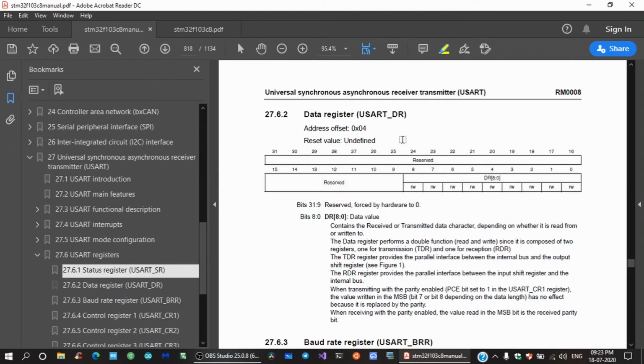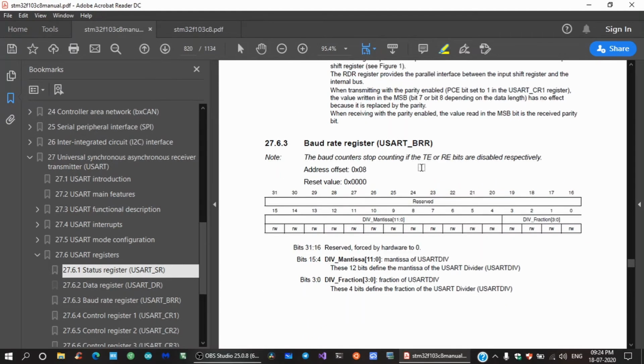Now the data register, this is the UART data register. This is where we are going to write our data to be transmitted out, or whatever data is received by the STM32. This is a common 8-bit register for both transmission and reception. And this is the baud rate register. Here we are going to set the baud rate speeds.